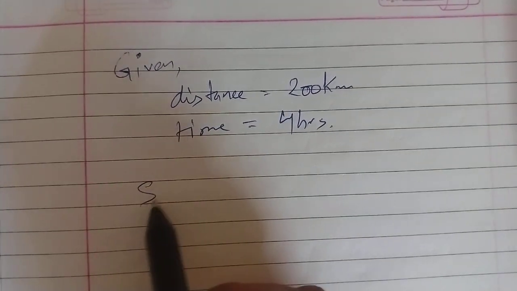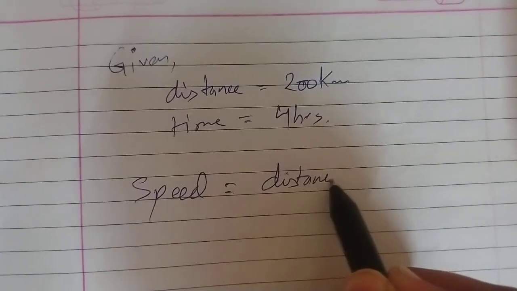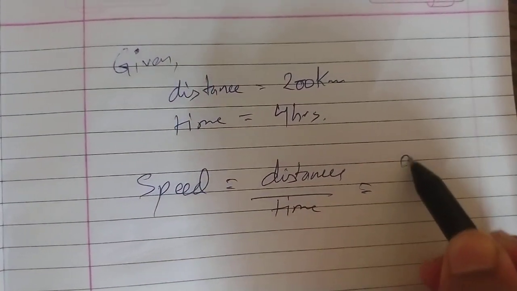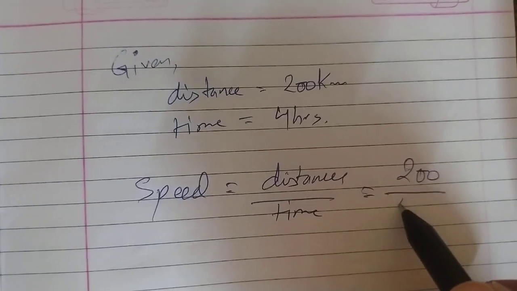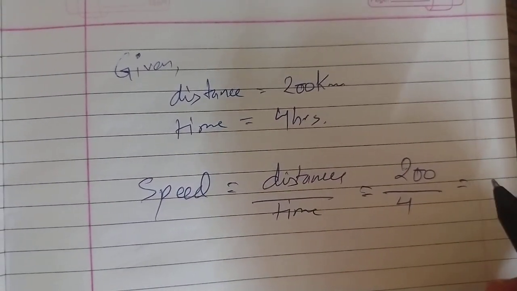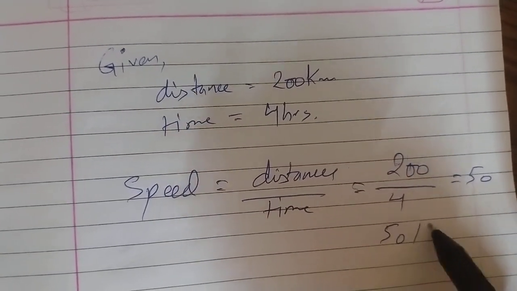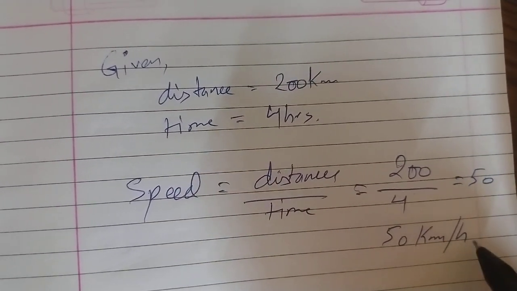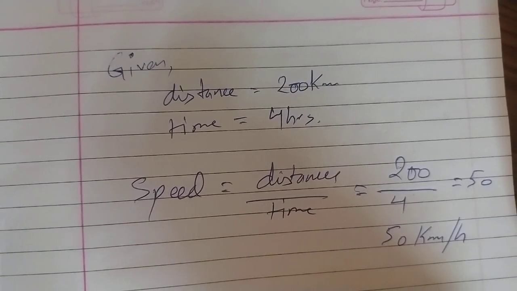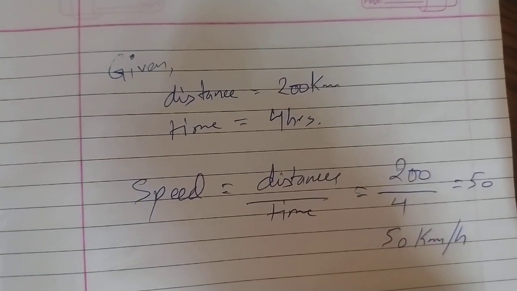We know that the formula for speed is distance upon time. Distance is 200 and time is 4. After solving this, you will get 50 kilometer per hour. That will be your answer. So how many of you got this answer correct? You can comment it down.